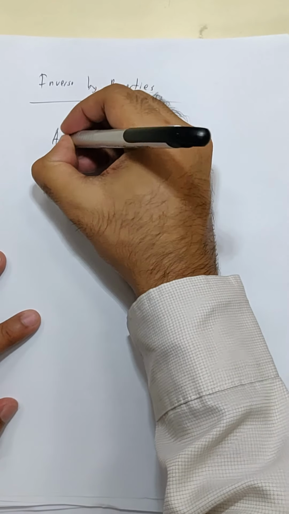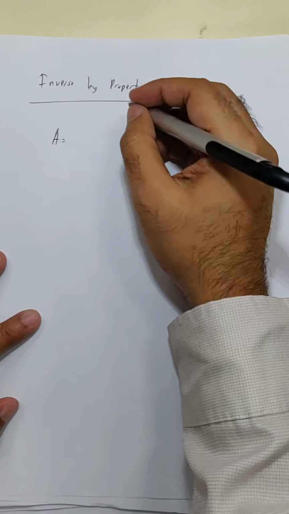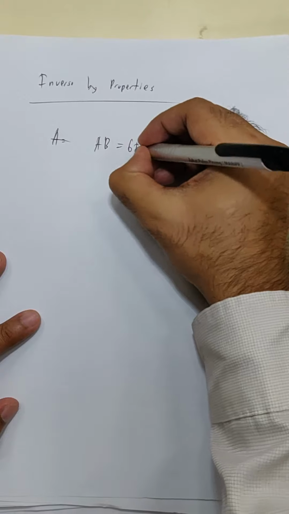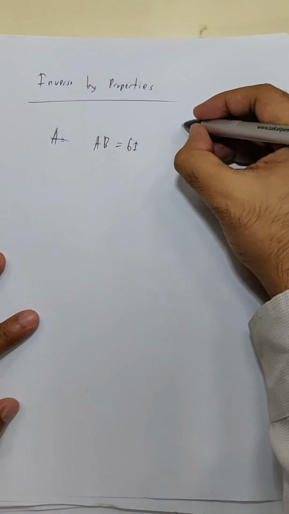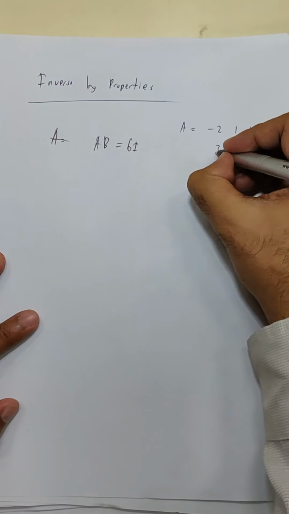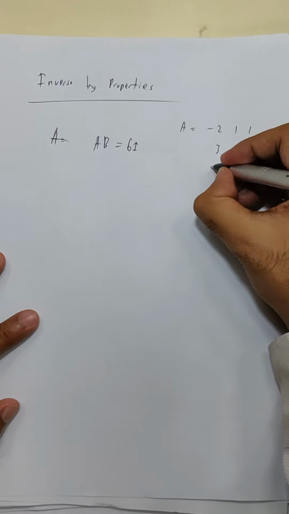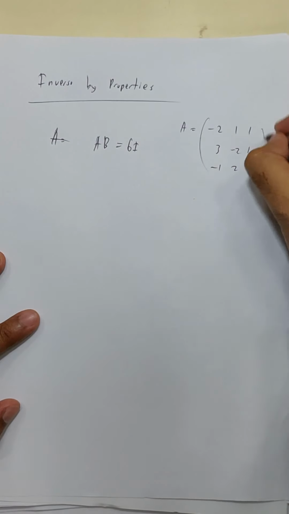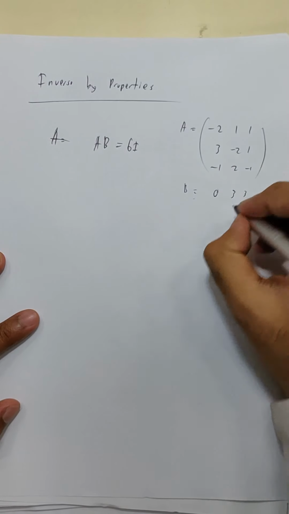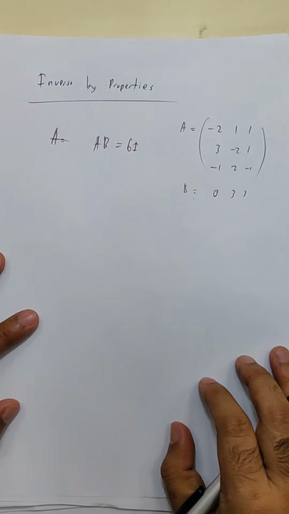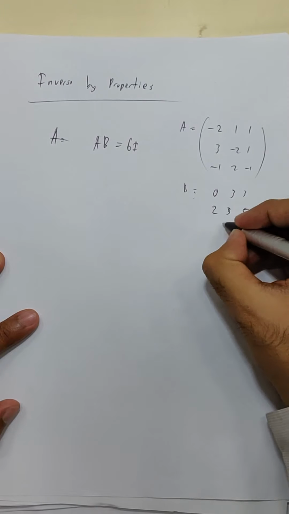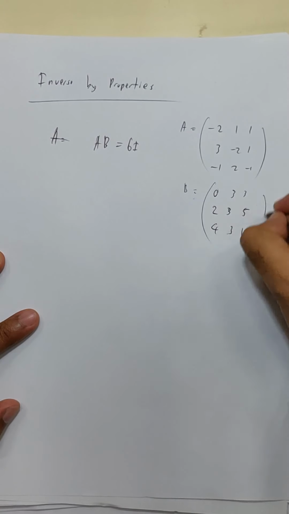You're given that A doesn't matter. The most important part is you're given AB equals 6I. And then you were told A is the matrix negative 2, 1, 1, 3, negative 2, 1, negative 1, 2, negative 1, and B is 0, 3, 3. This is UPS question number 2A, if you're wondering. It's not in the lecture notes, I could not find it.